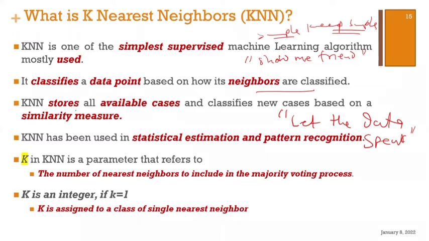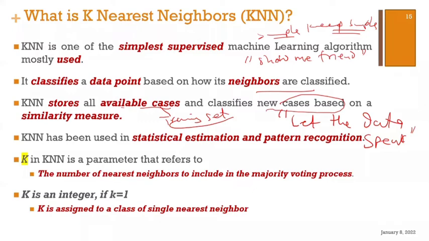So K-nearest neighbor stores all the available cases, that is the sample, the training set you have provided. It stores it, and then classifies new cases based on the similarity measure. By the case, you mean the samples in the training set. It classifies the new cases that are coming based on the similarity measure. It tries to say, okay, how close are you to those training sets that I have? Because I already know the output of those training sets. That is why it is a supervised learning.